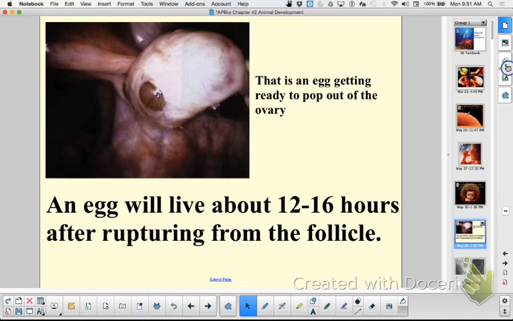12 to 16 hours. And here's the deal. You could have sex on Monday and fertilize an egg on a Friday. But it's still there. What happens is the sperm that is in the oviduct can just be sitting there waiting for an egg to come out, and then all of a sudden the egg comes out, and then game on, okay?